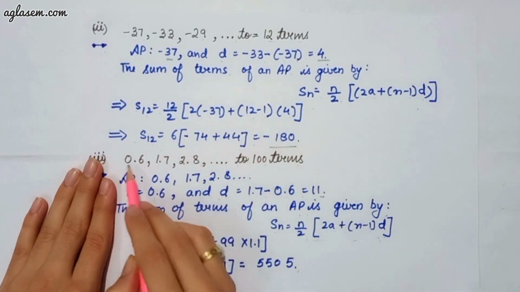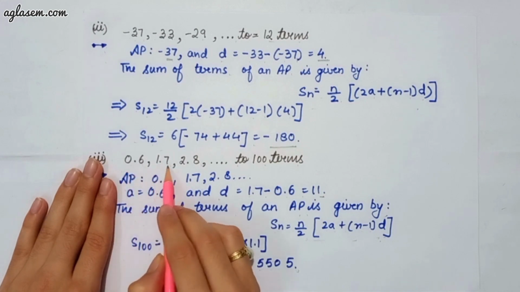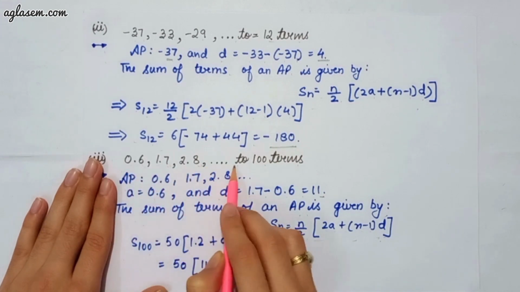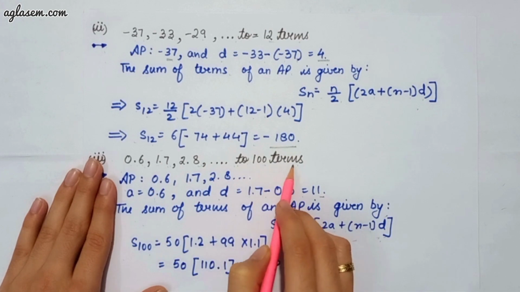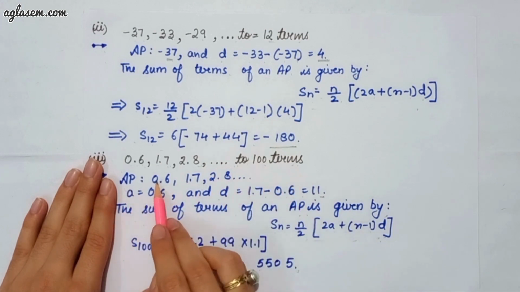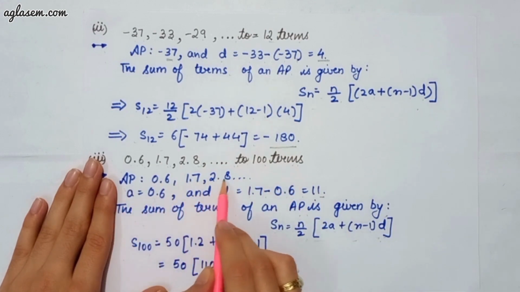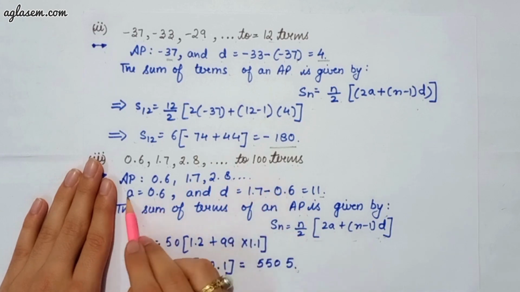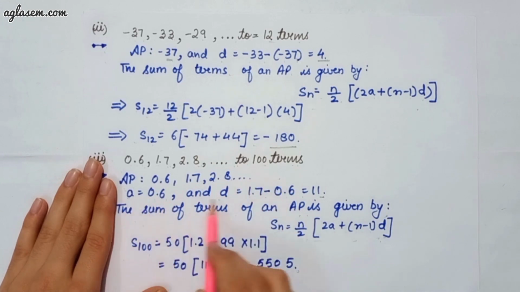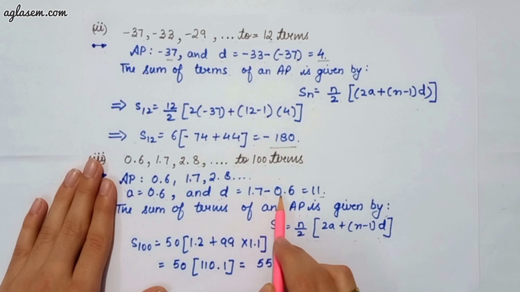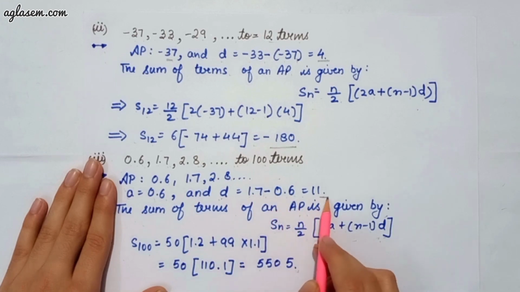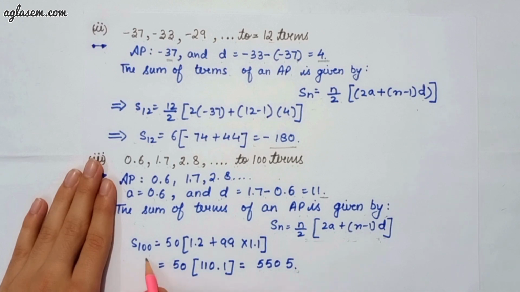Third part says 0.6, 1.7, 2.8 and so on to 100 terms. Here the AP is given, that is 0.6, 1.7, 2.8 and so on. We know that a is 0.6 and we can find d, that is 1.7 minus 0.6, which will give you 1.1. The sum of terms of an AP is given by the formula. Now applying the values in this formula, we will get 5505 as S100.